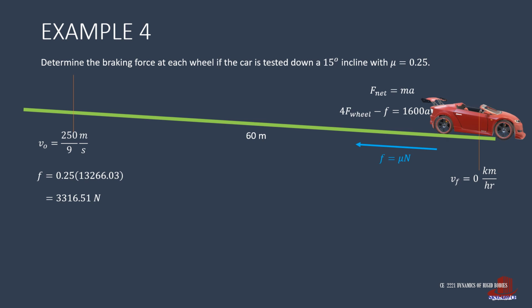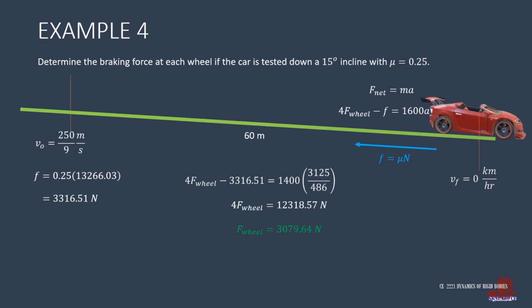3,316.51 newtons. This value is then placed into the general equation to have 4 times the braking force of each wheel less 3,316.51, and this is equated to 1,400 kilograms times the acceleration of 6.43, where 4F turns out as 12,318.57 newtons, bringing the braking force for each wheel to 3,079.64 newtons.